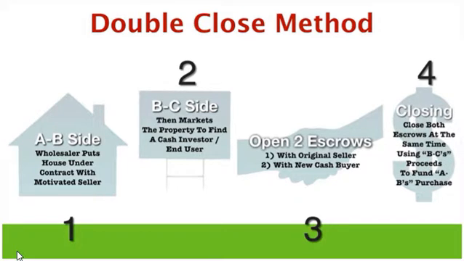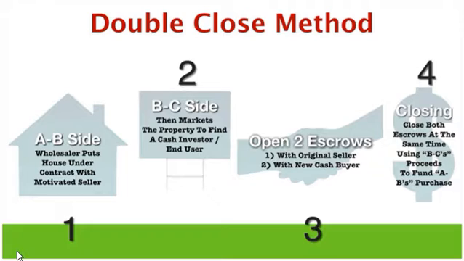Then what happens when you go to close, you're going to close both escrows almost at the same time. You start with the B to C, right? The cash buyer puts their funds in the B2C escrow. Let's say it's $100,000. They put their $100,000 in. And of that $100,000, let's say $90,000 leaves the transaction and goes over to the A to B side escrow and funds and records that escrow. So $90,000 goes over and that motivated seller gets that $90,000.